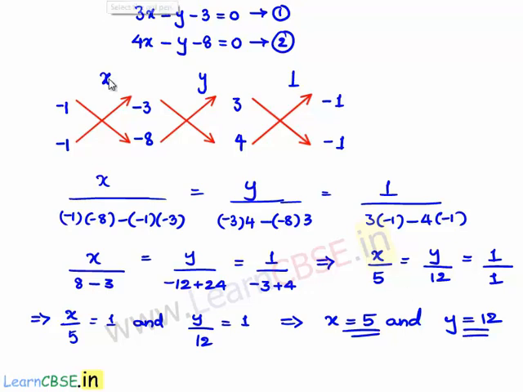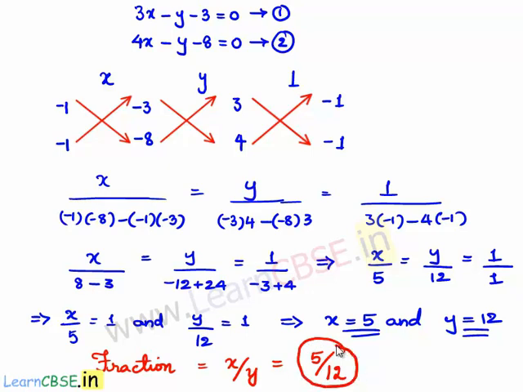The required fraction is nothing but x divided by y. The fraction is x by y, which is, in place of x we can write 5 and in place of y we can write 12. So the required fraction is 5 divided by 12.